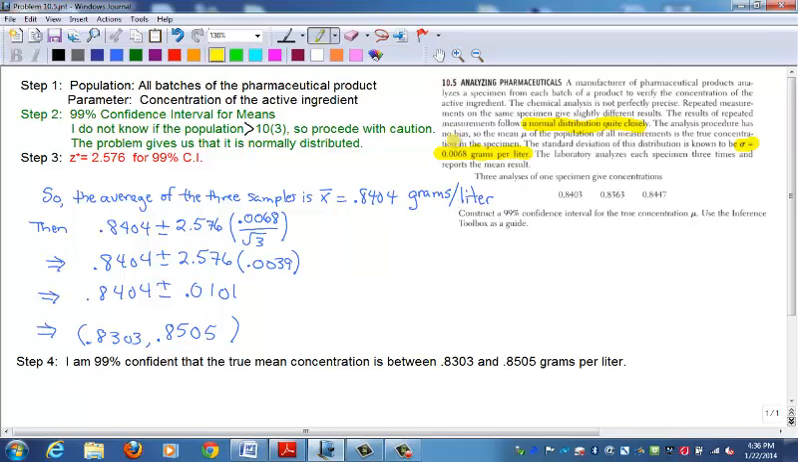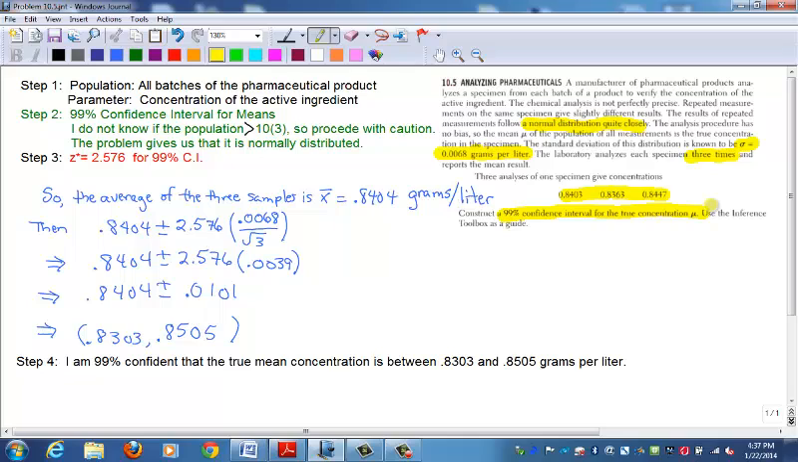Then it says that the laboratory analyzes each specimen 3 times. So that means that the sample size is 3, and they give this down here. It says construct a 99% confidence interval, so that's what we're looking for, for the true concentration mu. And that's how you're going to state your answer, so you want to make sure that you're well aware of that. Now, I've already got it typed up and worked out for you.